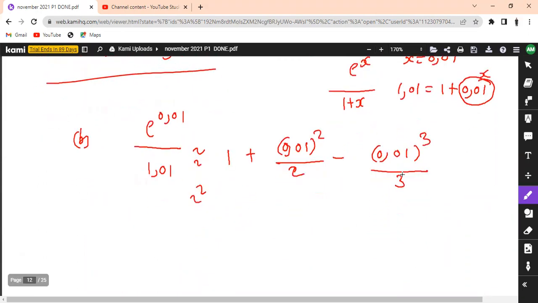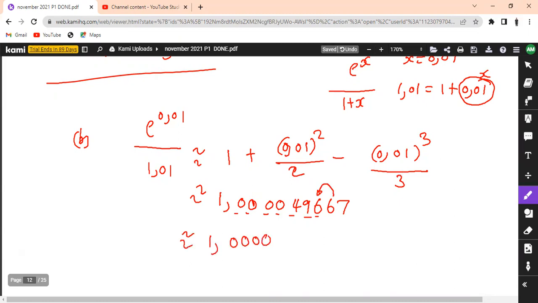From our calculator, we are going to obtain something like 1,00, then 0 here, and there are 4 of them, 0 again, 496, something like that, 67, something of this nature. We need 7 digits after the comma, so we count 1, 2, 3, 4, 5, 6, 7. The 6 can change this because it's above 5. So our answer is going to be 1,0000497. That's what you're going to have in this case.